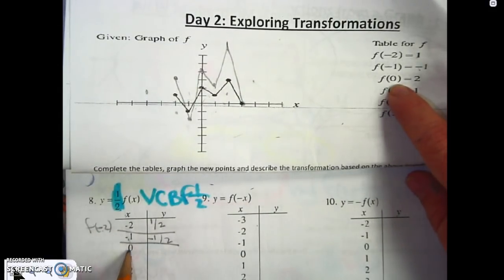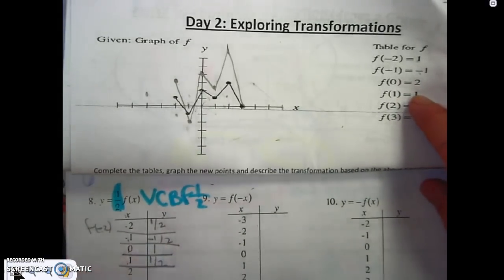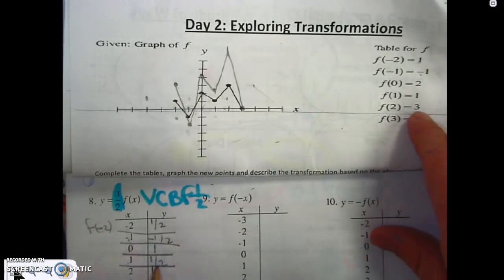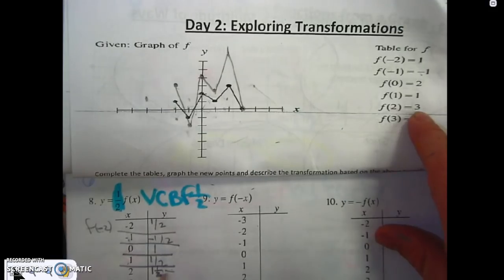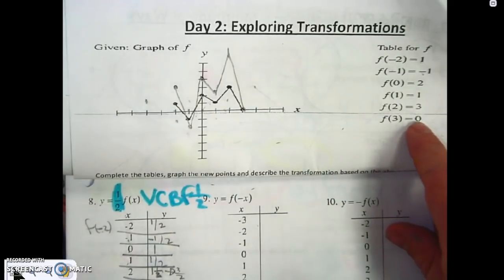F of 0 is 2. Half of 2 is 1. F of 1 is 1. Half of 1 is a half. F of 2 is 3. Half of 3 is 1.5 or 3/2. Whatever you want to write. F of 3 is 0 and half of nothing is still nothing.